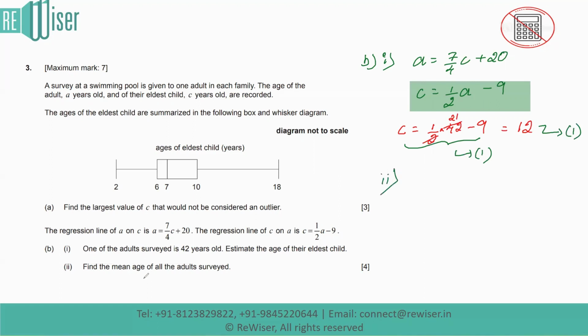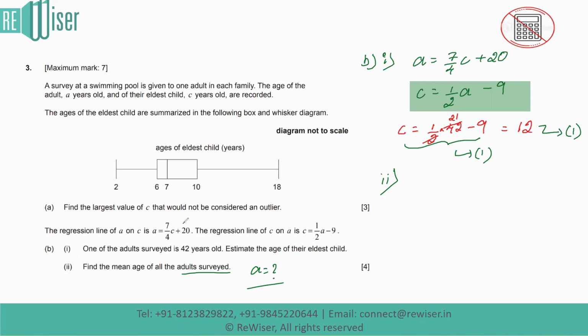Now for part two, find the mean age of all the adults surveyed. So for B part 2, we need to find out the mean age of adults surveyed. That's basically we need to figure out the value of A. Clearly the two equations are given and we just need to solve them simultaneously to get the answer. And I'm going to solve them by substitution.